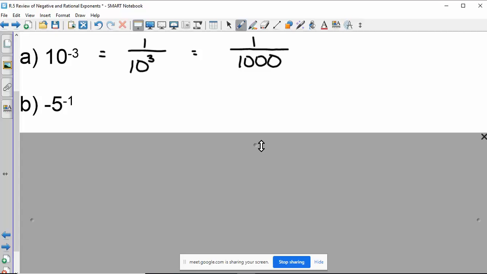If I have a negative out in front, if I said negative 5 to the negative 1, do those two negatives cancel each other? No. One is telling me the number is negative, one is telling me the exponent is negative. So that negative out in front is just going to stay, and you put your 5 on the bottom. So it's a negative 1/5.